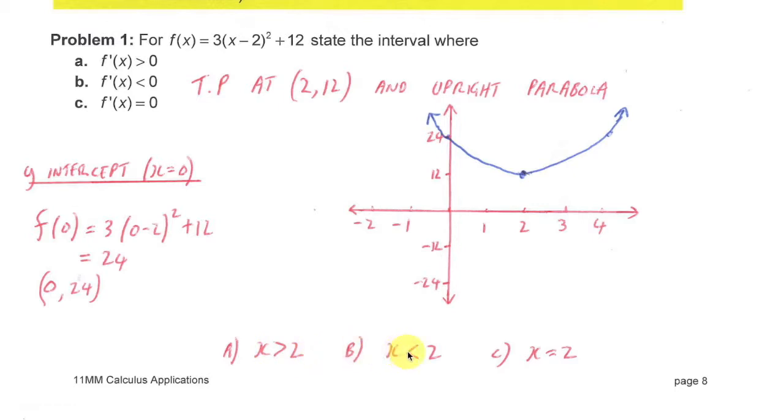For B, where is the gradient less than 0? Over on the left-hand side of the turning point, the graph goes down towards the right. Therefore, it has a negative gradient. So it's all values less than 2. And then where is the gradient or the derivative equal to 0? It's at the turning point, exactly at x equaling 2. So here we're talking about the gradient, and we understand that from our previous topic. That's just a little refresher.